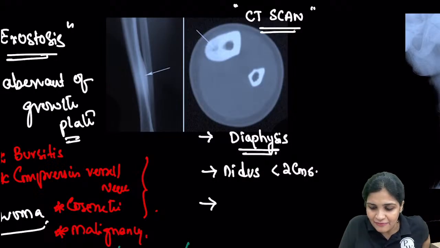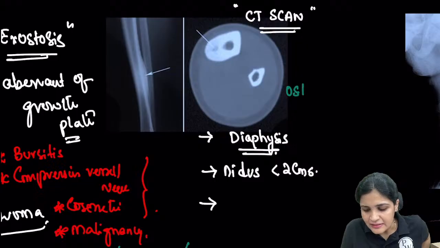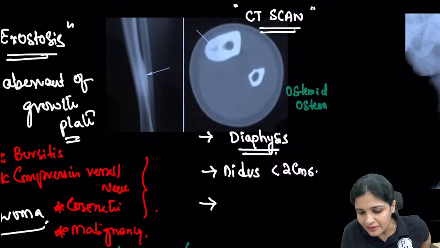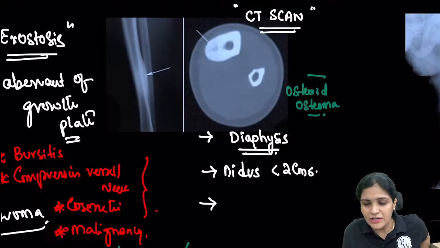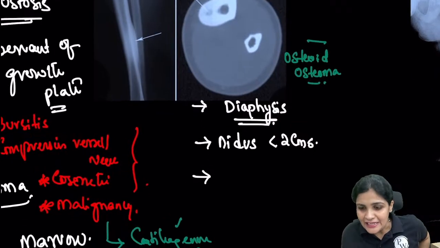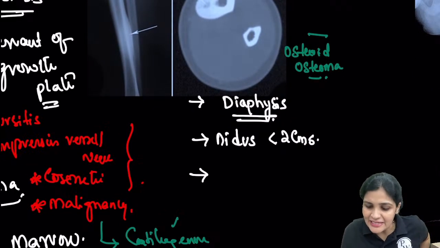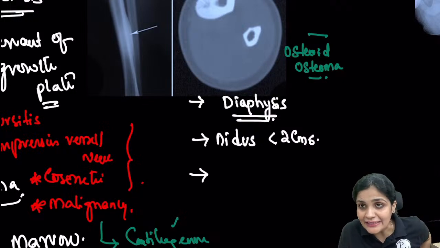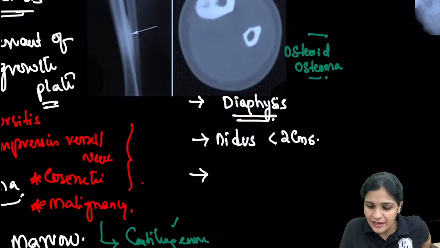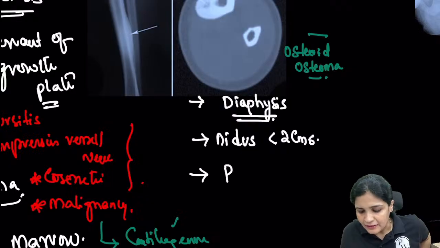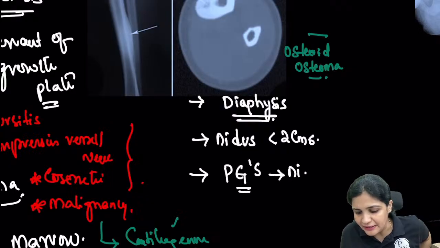So what is actually this? Have you identified? This is your osteoid. Very good. It is osteoid osteoma. So what is osteoid osteoma? It is a nidus which is usually seen in the diaphysis, where the size of the nidus is less than 2 centimeters. That is very, very important. And there is release of prostaglandins, especially during the night time. This is a very peculiar feature, right?